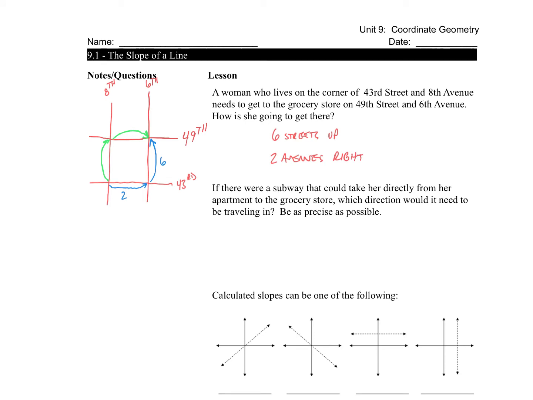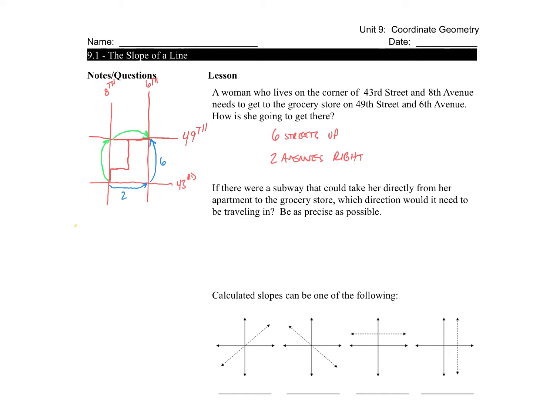Of course, that's one way that she could get there, right? She could take all kinds of little paths in the middle. She could go up 2 and then come over 1 avenue and then go up 4 and then go over the final avenue, whatever. But ultimately, she's going to have to travel 6 streets up and 2 avenues to the right. So what if there was a subway that could take her directly from her apartment to the grocery store?